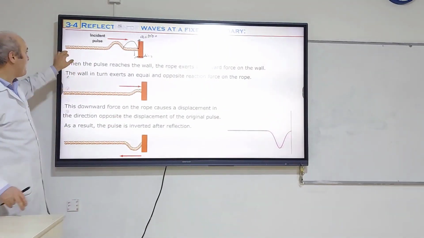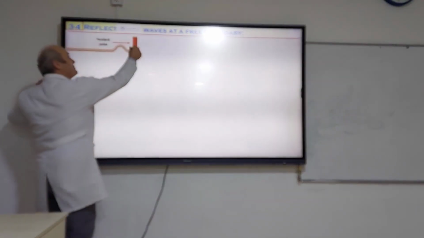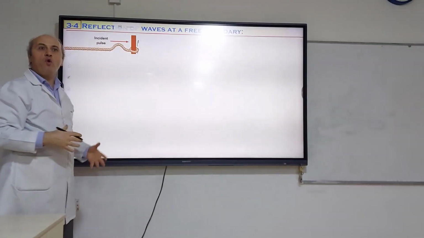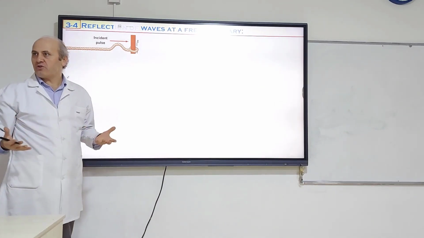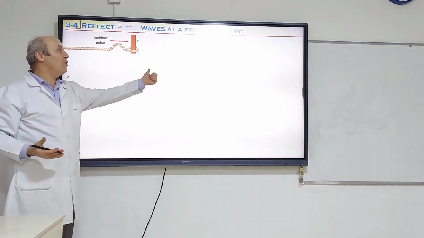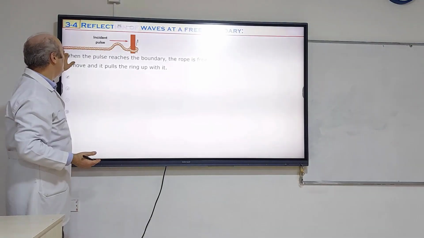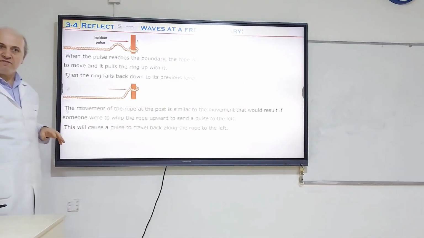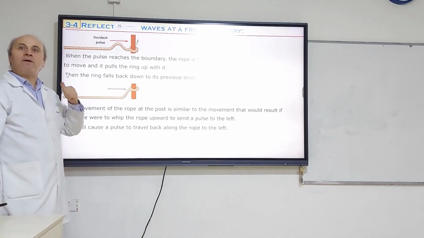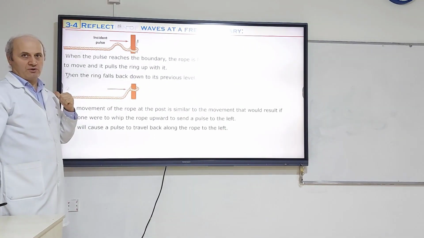But in a free boundary, because this ring is free to vibrate, no force acts on the wall. No force acts on the wall, no reaction, no action, no reaction. That's why there is only reflection. That's why it was the quiz question. So, from the free boundary, it is reflected but not inverted.